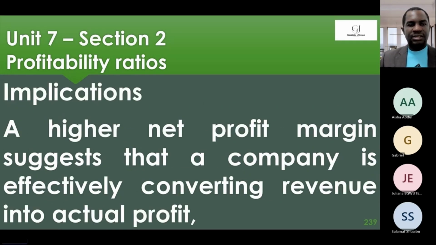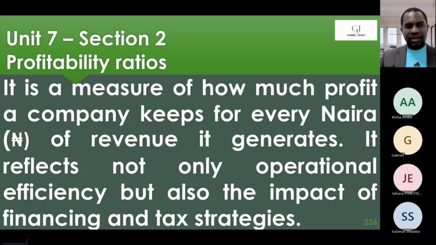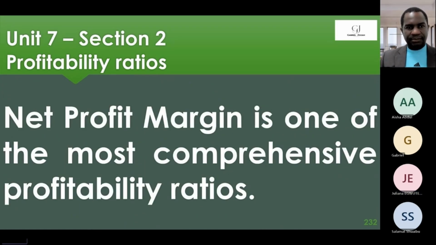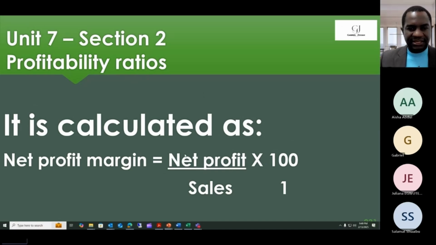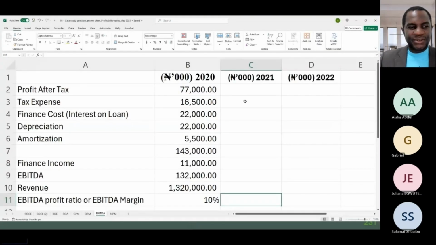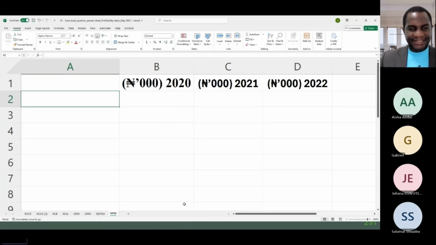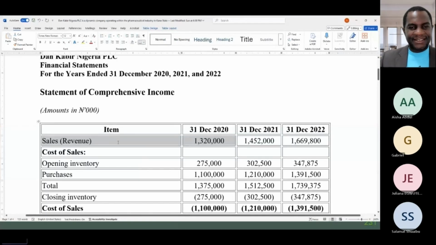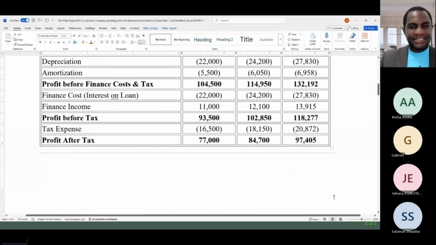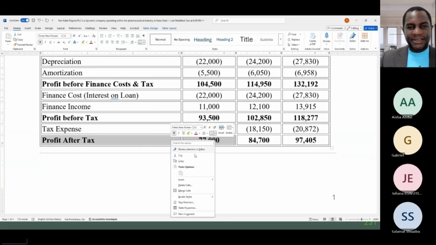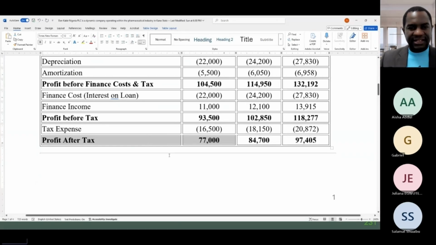Revenue remains the same. Okay, so I believe it's the simplest ratio we will calculate. It doesn't have any complications like EBITDA, operating profit, and all that. So let's go down to the question and just happily calculate it. All right, so pick our 77, profit after tax.